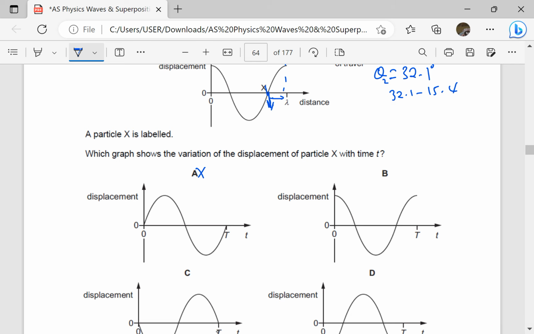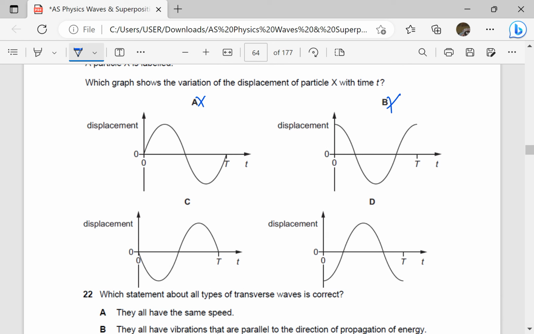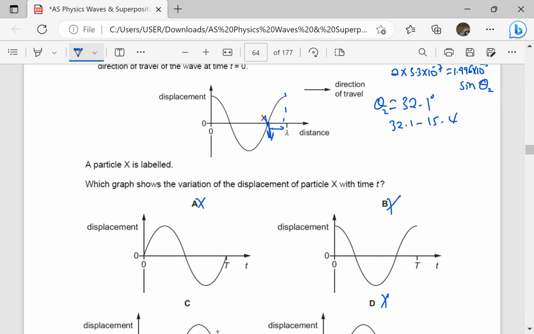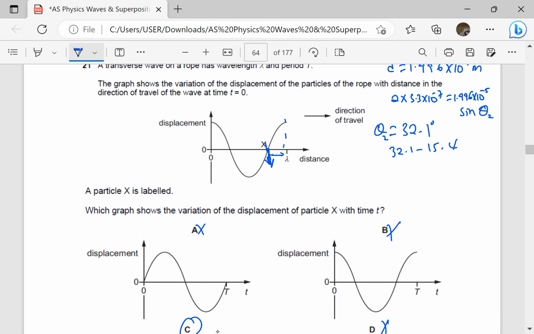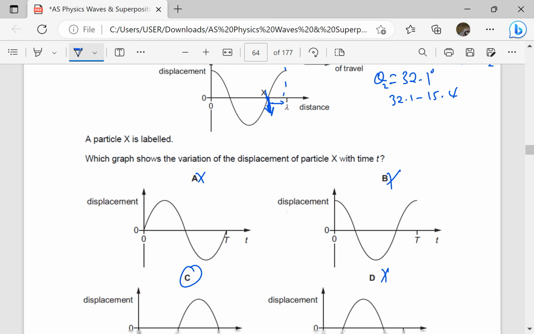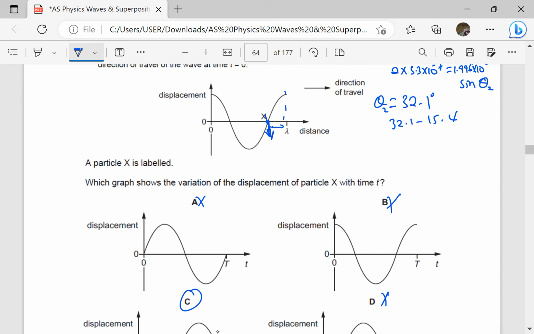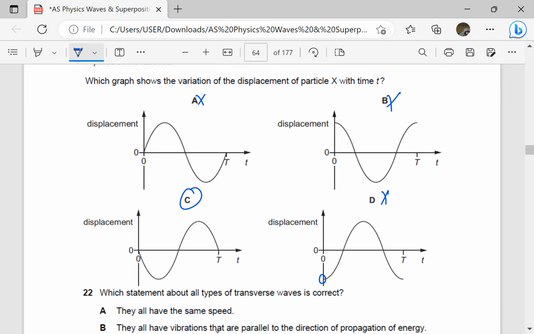This one is even showing that at t equals 0 the displacement is 0, which is wrong. This one is also wrong because at t equals 0 it is showing displacement is not 0, yet we see at t equals 0, x is at equilibrium, so displacement should be initially 0. So our answer is going to be C. Here the particle was vibrating downwards, just passing equilibrium. So when it reaches half wavelength, it must have reached a maximum displacement downwards. That is why the graph is going to be that of C.